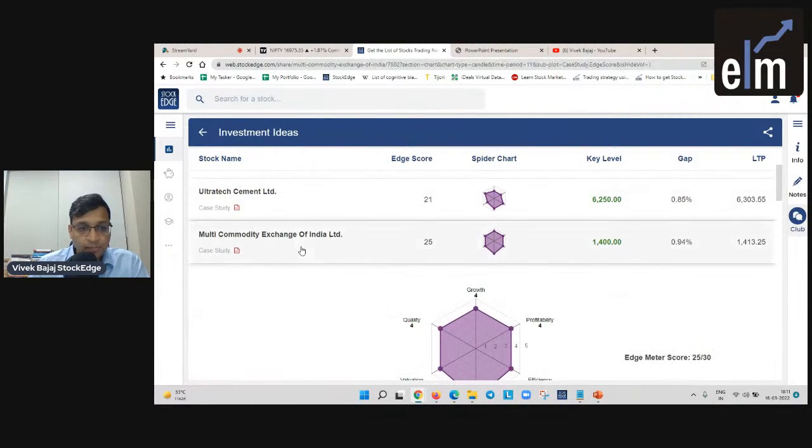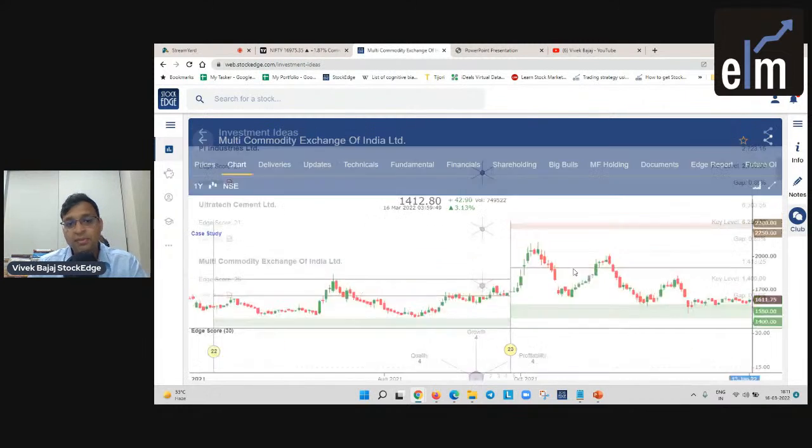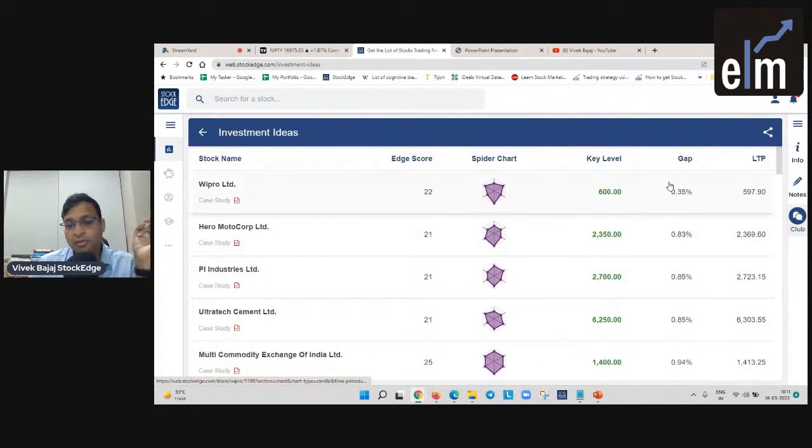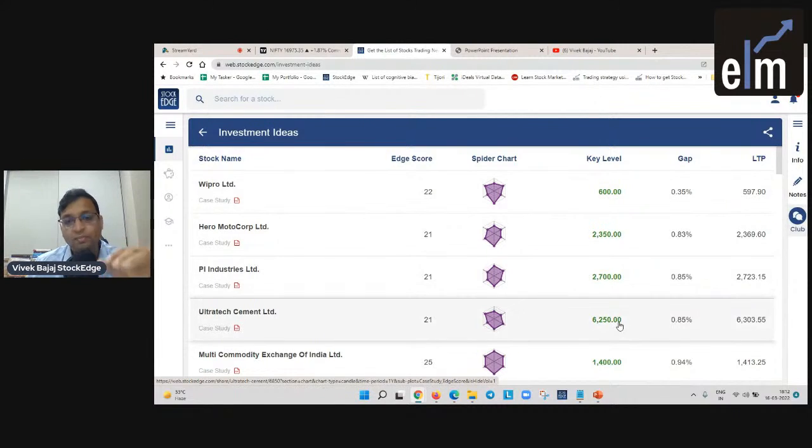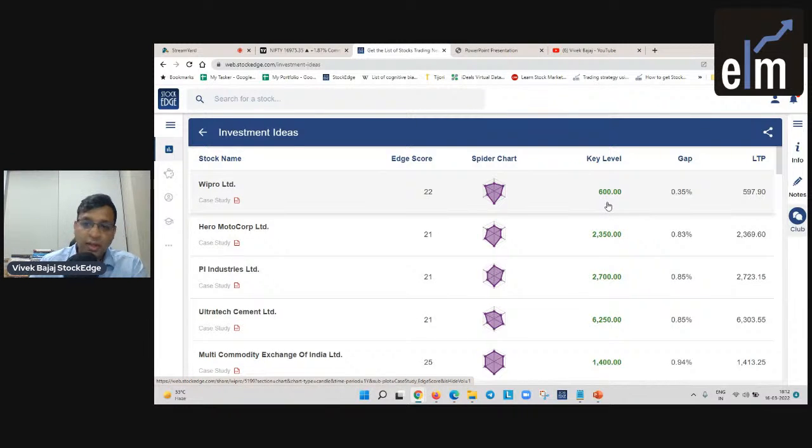उसके अलावा, when we look at the list from the top, basically what it says is that the stocks which are above 20 score, we believe that any stock above 20 score is worthy of looking at. And this stock's key level is 600, which is the demand zone or the supply zone. If it's a demand zone, it's green, and if it's a supply zone, it's red. So the key level is the zone, and this is the last traded price. That means for Wipro, the key level is 600, and the current price is approximately at these levels.